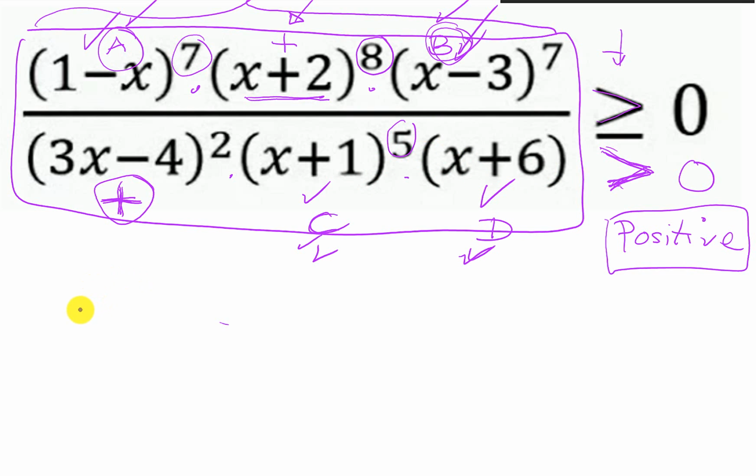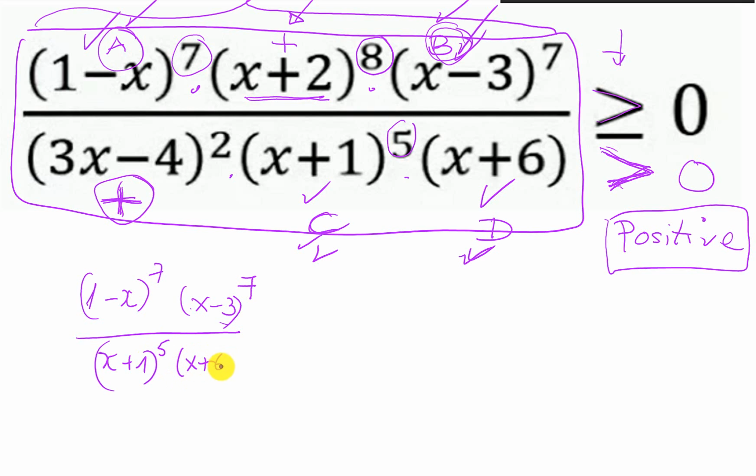Let's study then the expressions like 1 minus x to the 7, x minus 3 to the 7, divided by x plus 1 to the 5, and x plus 6. Remember, the others don't contribute to the sign of the expression. For the others, they are positive. Then, let's study what I'm going to call the critical points.